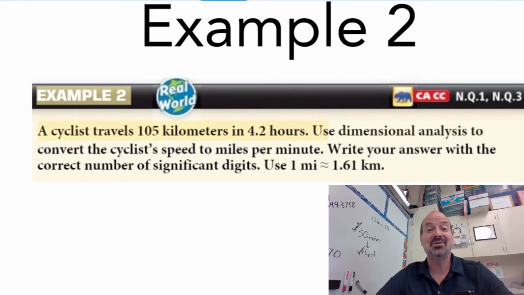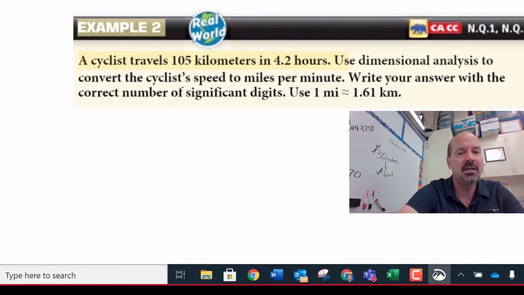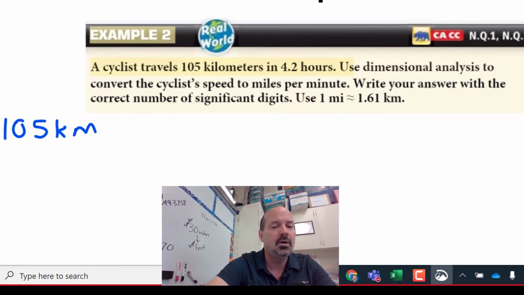This is example 2 from chapter 1, section 2. And here we're going to use a ratio and figure out how that fraction helps us to convert units, okay? And so we'll start out with the numbers they gave us. They gave us 105 kilometers in 4.2 hours, okay?